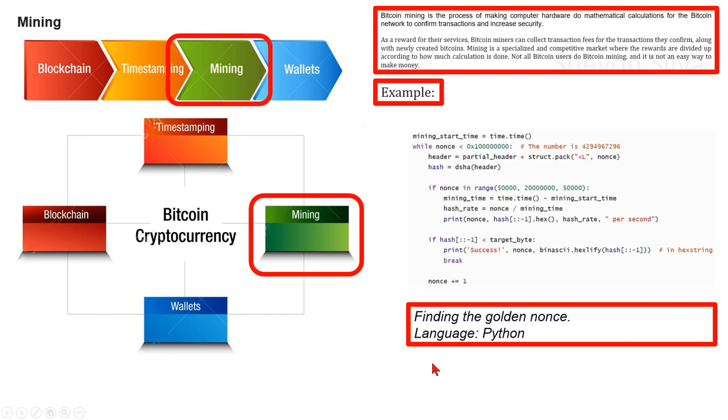Here we can see sample code in Python to find the golden nonce. In cryptography, a nonce is an arbitrary number that can be used just once in cryptographic communication. It is similar in spirit to a nonce word, hence the name. The nonce in a Bitcoin block is a 32-bit, 4-byte field whose value is adjusted by miners so that the hash of the block will be less than or equal to the current target of the network. The rest of the fields may not be changed as they have defined meaning.